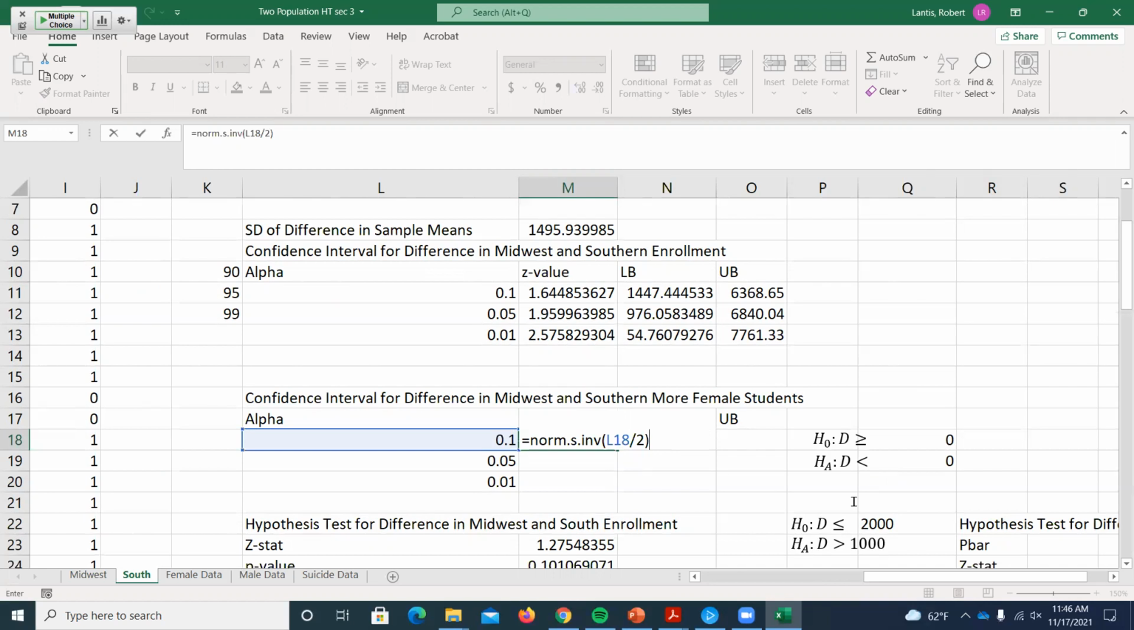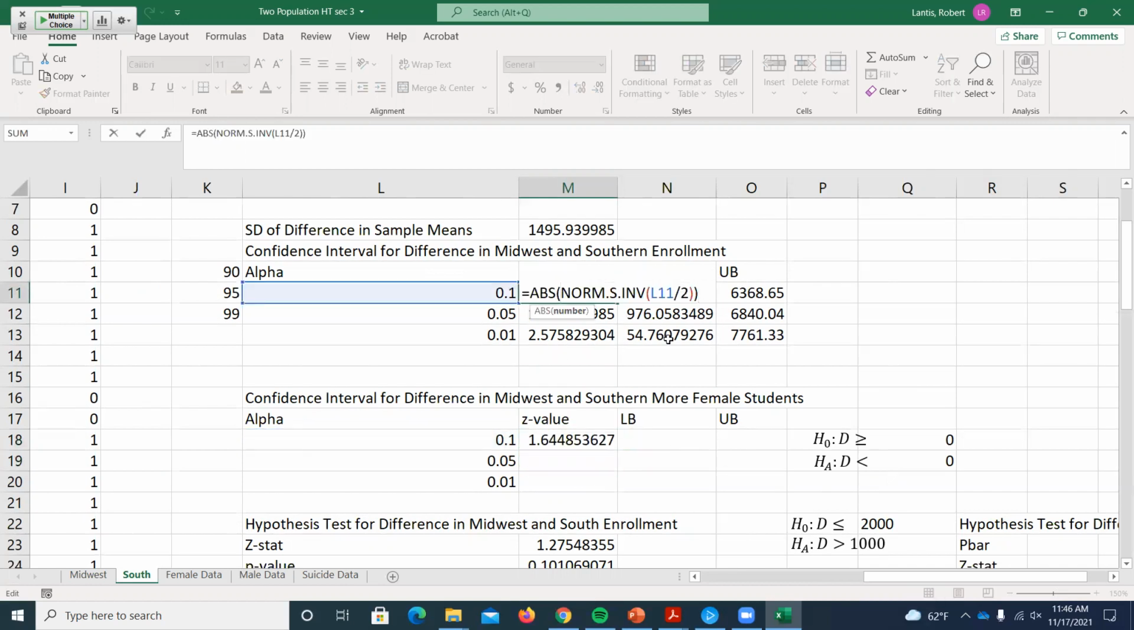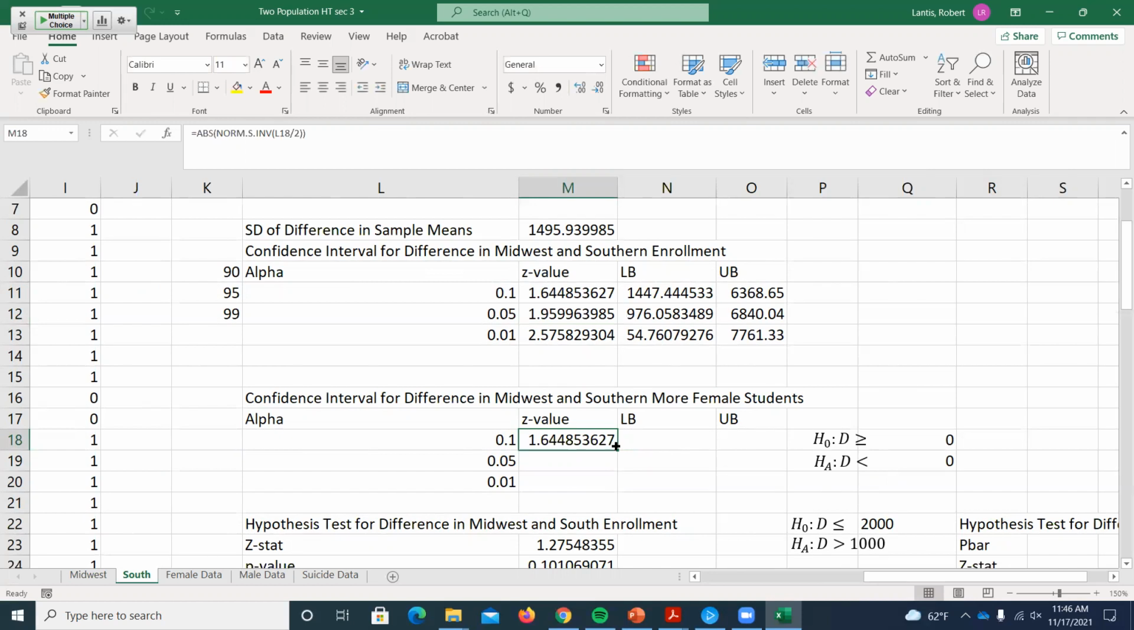Now, this is always going to give me the negative value because it's looking at that lower left tail. The positive and negative sign is already built into my confidence interval, so I'm just going to take the absolute value. This is exactly what we did last class, right? The exact same thing we have up here. So I should have the exact same z values for my confidence intervals that I did before.